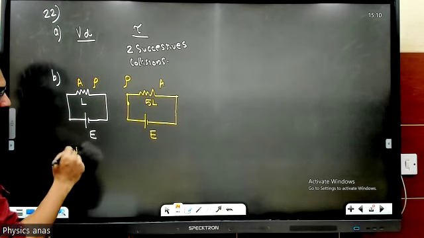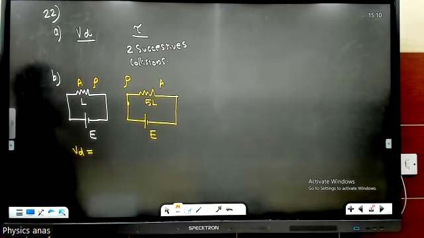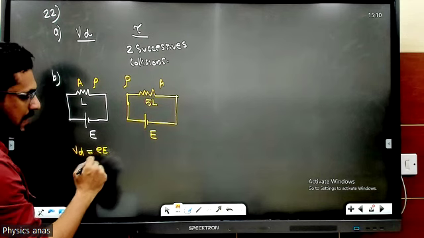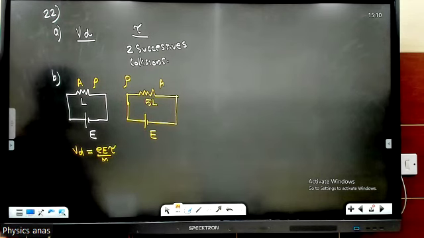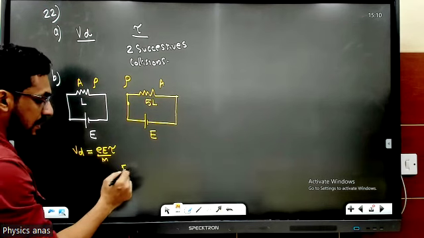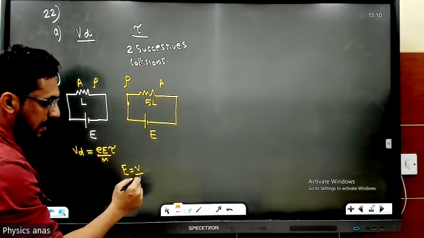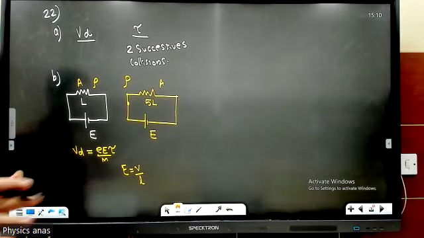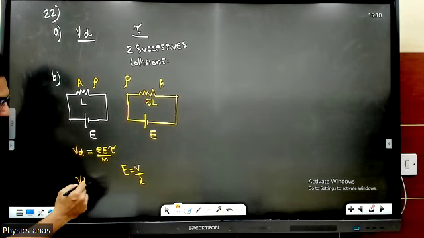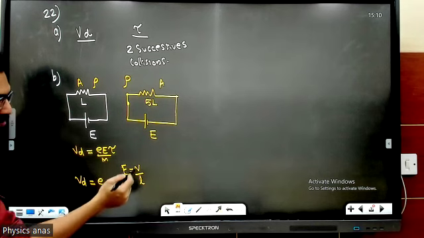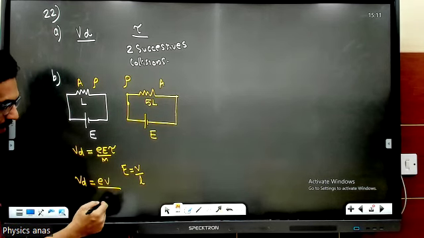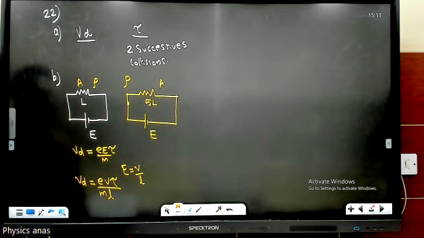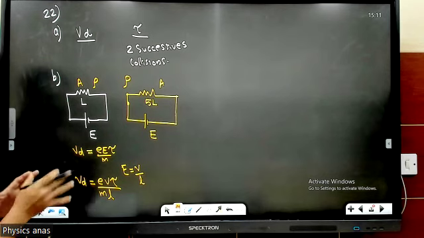Let me write the equation for drift velocity in the first case. Drift velocity has the equation eE tau by m. This is the equation for drift velocity. Now what is E? E is voltage divided by length. If I apply that here, instead of E, I can write V by L, so V by L, with m on the bottom and e tau on top. This is the equation for drift velocity.